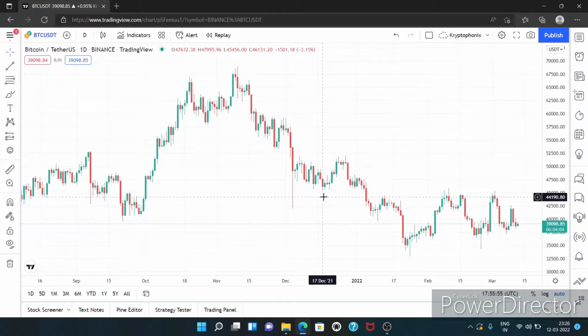Today we will be talking about a strategy for identifying profitable trades. This right in front of us is the daily chart of Bitcoin.